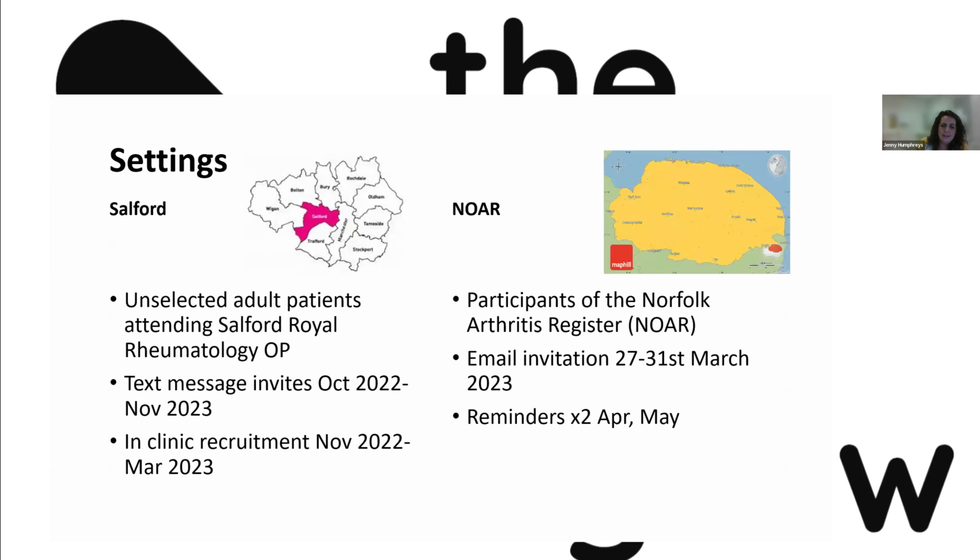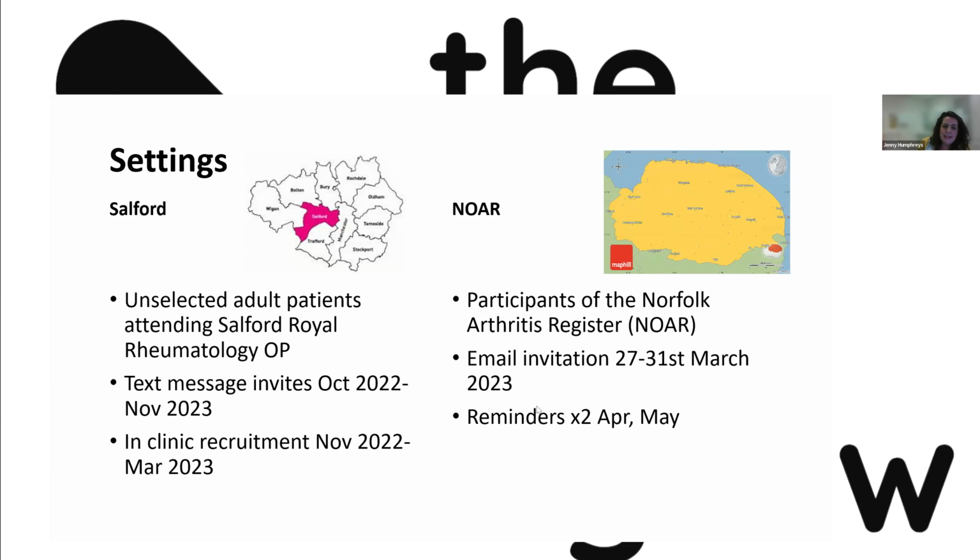Next slide. So the study was set in Salford, with unselected adult patients attending the Salford Royal Rheumatology Outpatient. That was our very urban setting. And then in Norfolk, we invited active participants of the Norfolk Arthritis Register to take part in the research. The Norfolk Arthritis Register is a very long-running study observing patients with inflammatory arthritis, so slightly different patient groups as well.